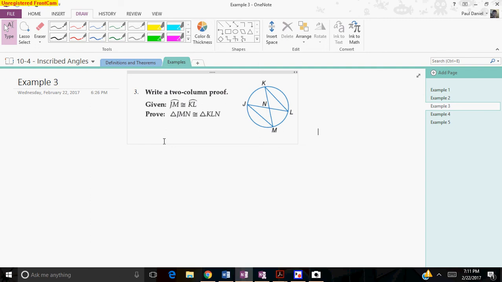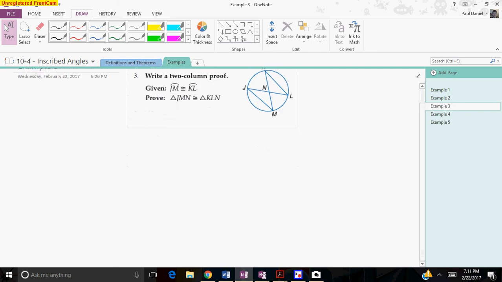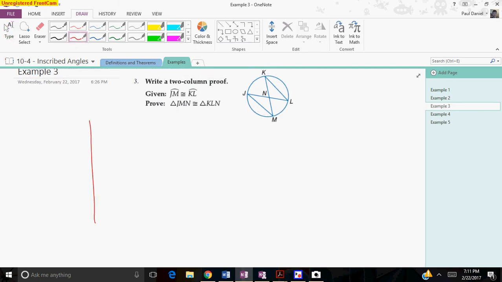Okay? So the first thing we should always do on a 2-column proof is have, that's right, 2 columns. Okay? And the first thing I'm going to say is that arc JM is congruent to arc KL.